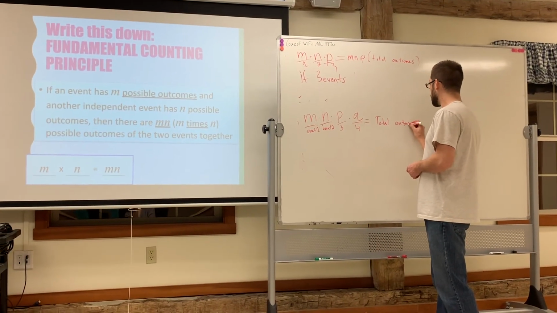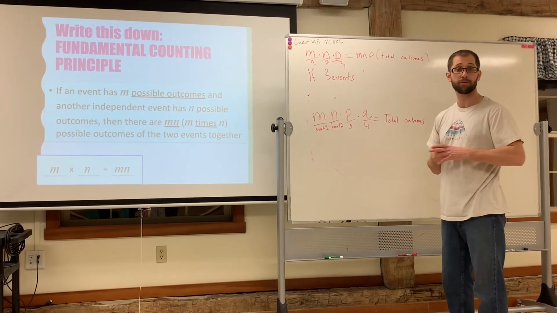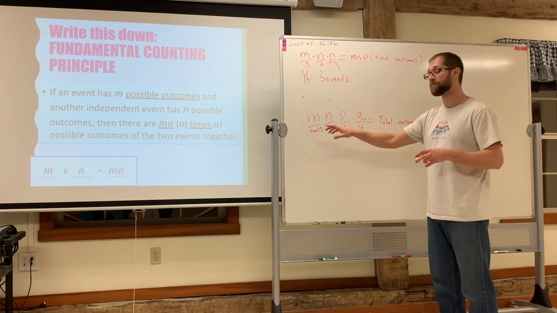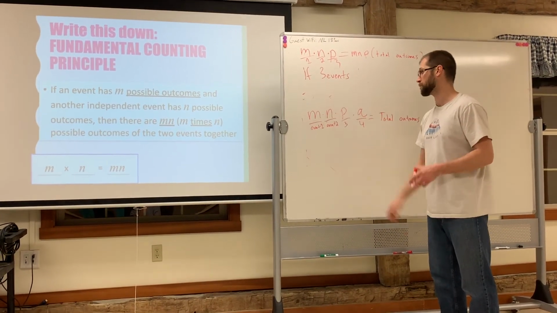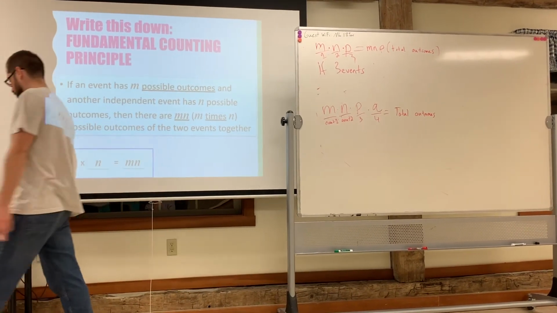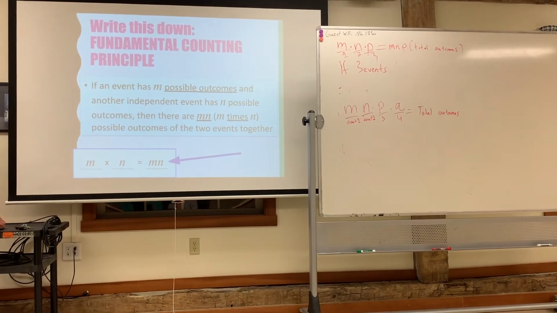So no matter how many events there are, if I multiply the number of outcomes from event 1 by 2, by 3, by 4, that'll always give me the total number of outcomes.